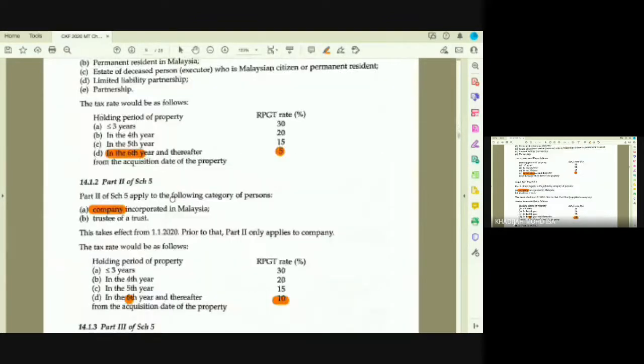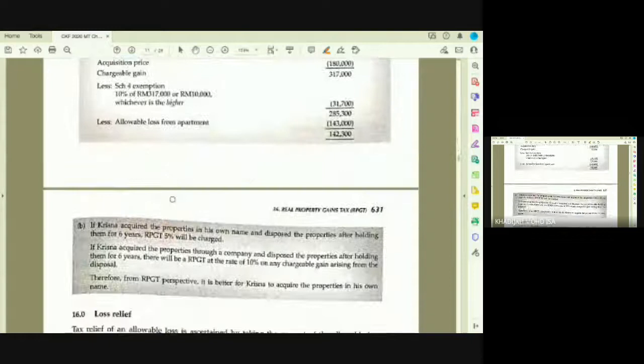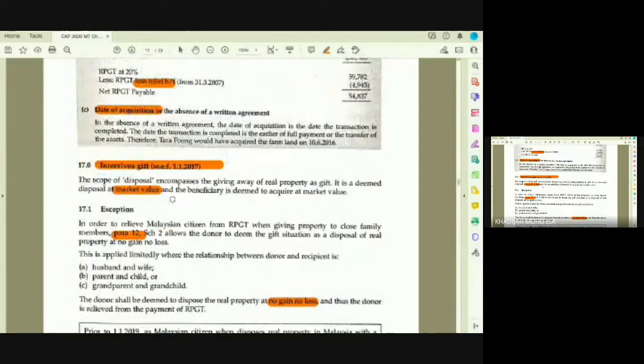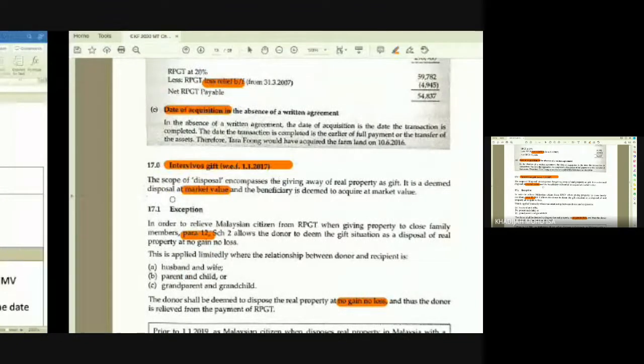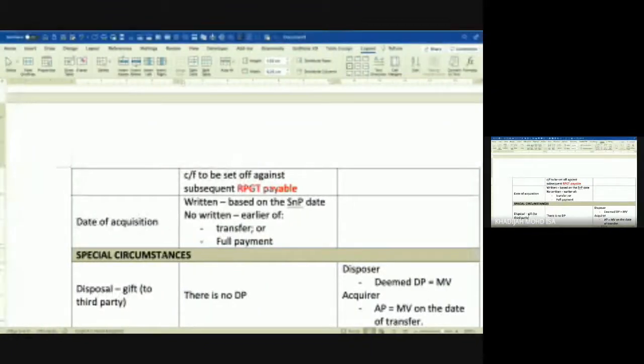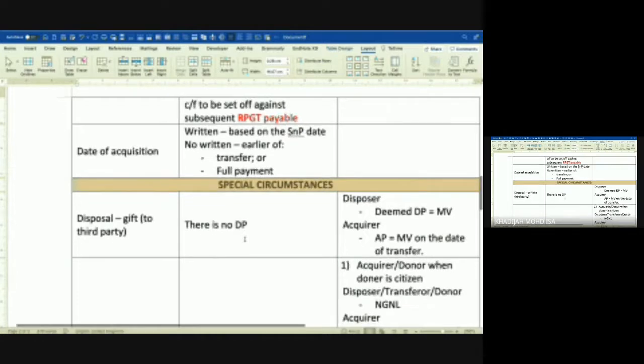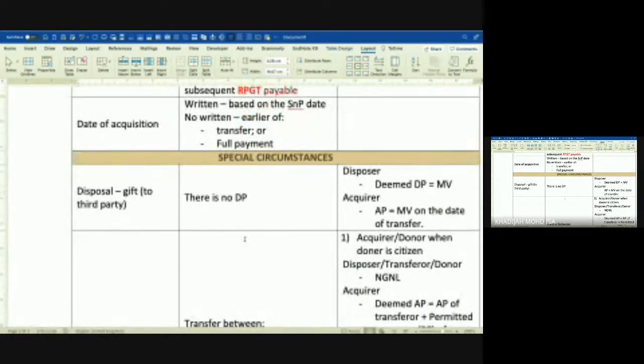Okay, what else? Now we have the second part of the topic, which is on the special circumstances. When you have special circumstances, the rules change a bit, right? So the first one is when you have a disposal in the form of give.